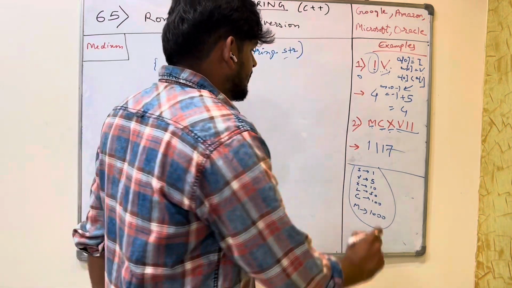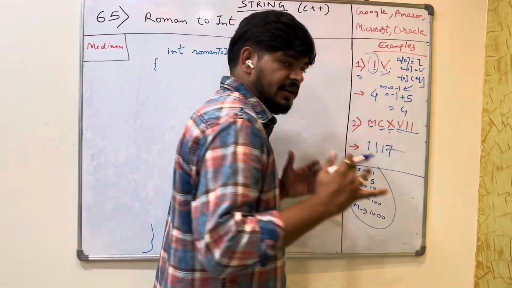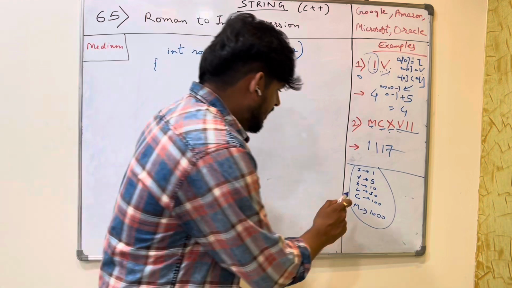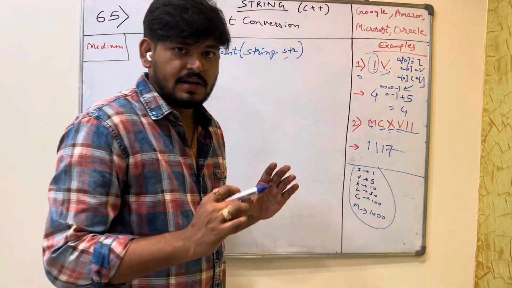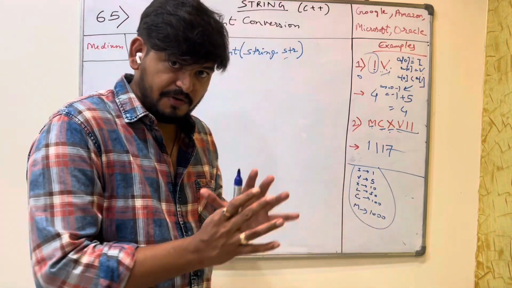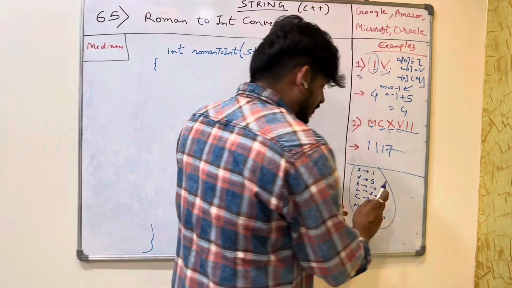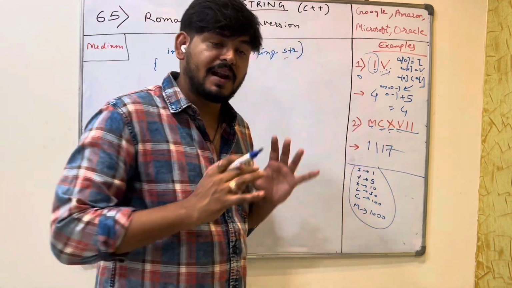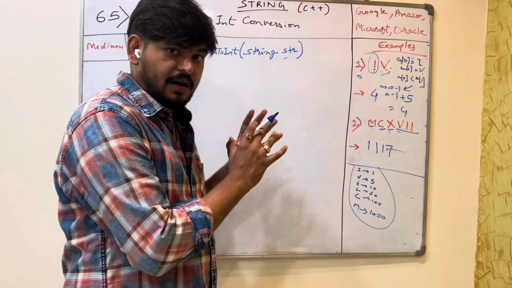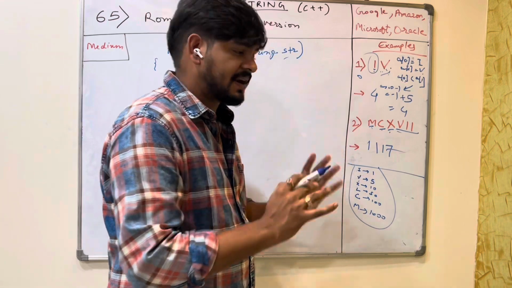Right? Now, what is the intuition here? If a smaller value comes before a larger value, then we need to subtract its value from the result value. We will subtract that value.